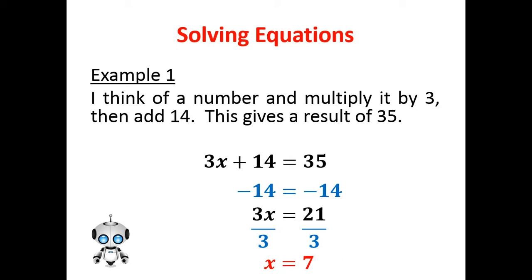Let's do a quick check before we move on. 3 times 7 is 21. 21 plus 14 does make 35.